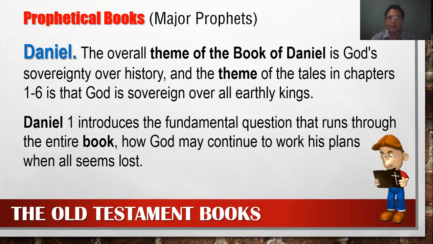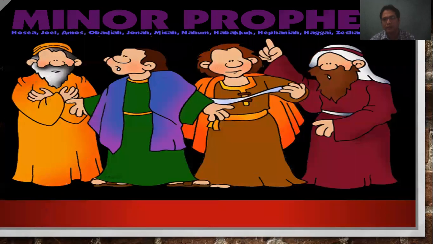The overall theme of the book of Daniel is God's sovereignty over history. Daniel 1 introduces the fundamental question that runs through the entire book: how God may continue to work his plans when all seems lost.